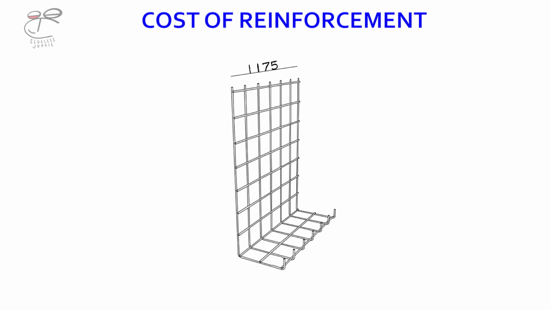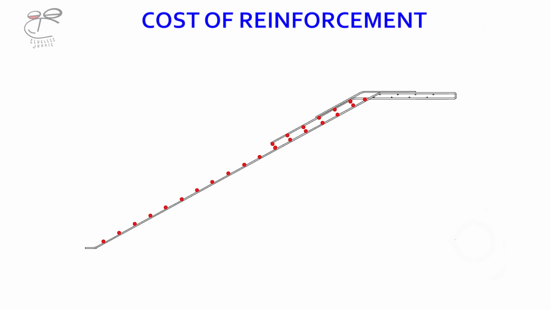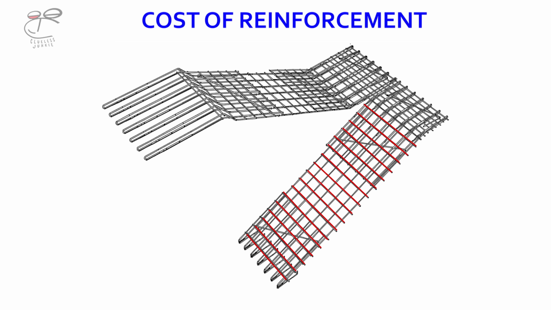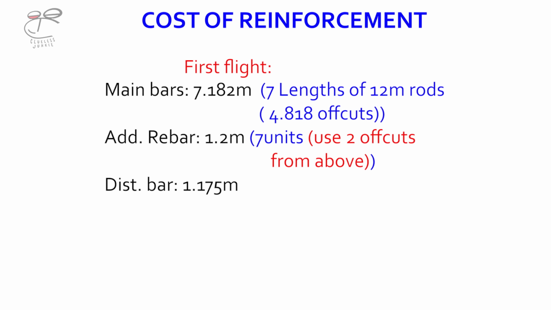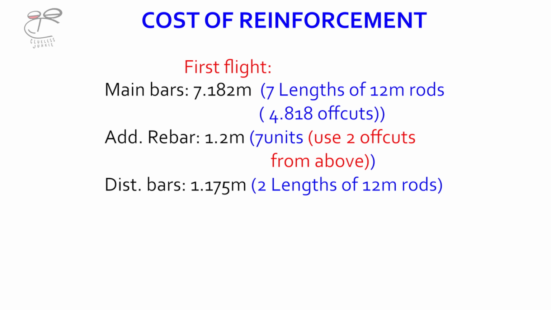How many distribution bars are on the first flight? Each distribution bar is about 1.175 meter, and there are 24 units in the first flight. We'll do 24 multiplied by 1.175, and that gives 28.2 meter. If we divide 28.2 by 12 meter average rod length, that gives us 2 lengths of 12 meter iron.